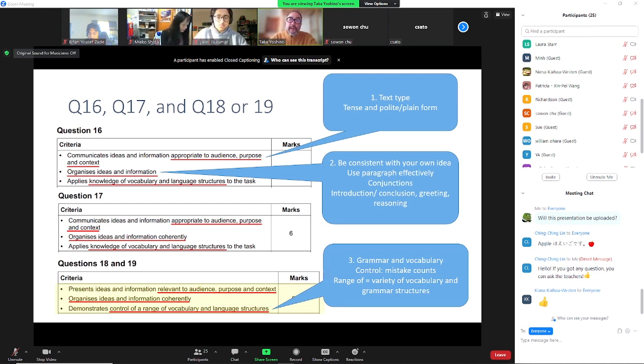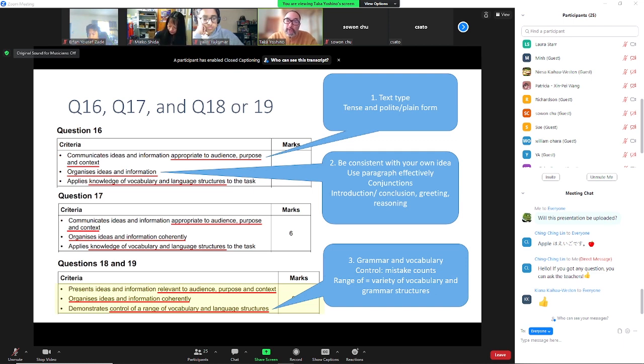Third point is grammar and vocabulary. Control means mistakes count. It's about how correctly you are able to manipulate the Japanese sentence. Range means variety of vocabulary and grammar structure. So you have to use many different types of grammar structure and vocabulary. If you can demonstrate that, then you're going to get a better mark.